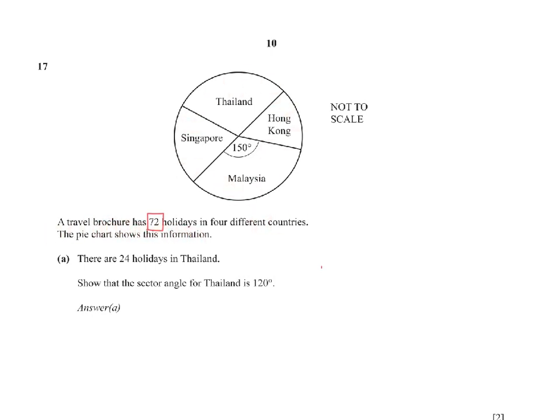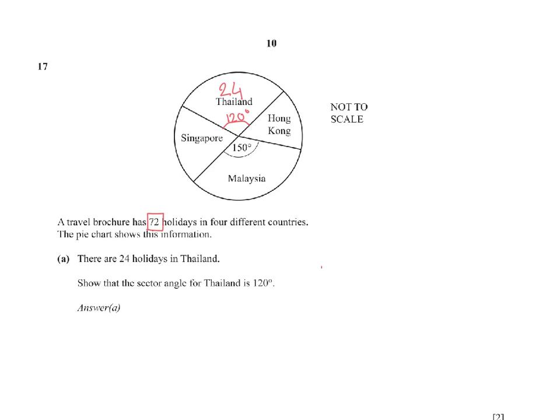The pie chart shows this information. Okay, good. They say there are 24 holidays in Thailand. All right, so always put that in your diagram. 24 holidays over there. Show that the sector angle for Thailand is 120 degrees. So I have to show that this is 120 degrees. Okay, fantastic.